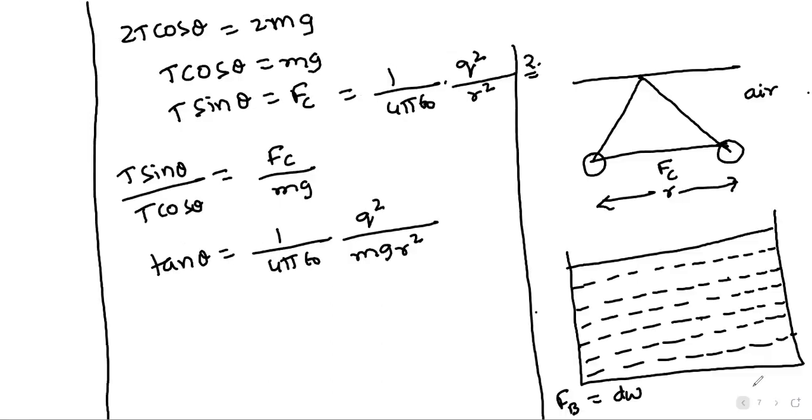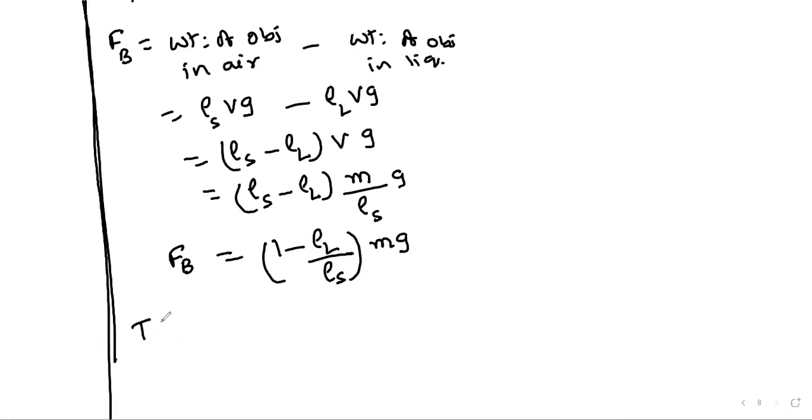Here, whatever the upthrust is, it will act in the vertical upward direction. Along the vertical upward direction, we are having T cos theta. So in this case, T cos theta is not exactly equal to mg. T cos theta plus buoyant force or upthrust is equal to mg. T cos theta plus Fb is equal to mg.